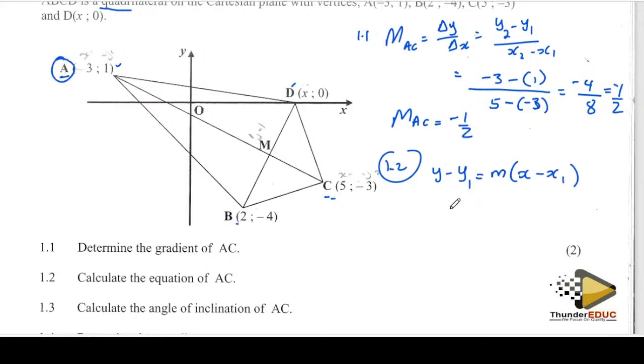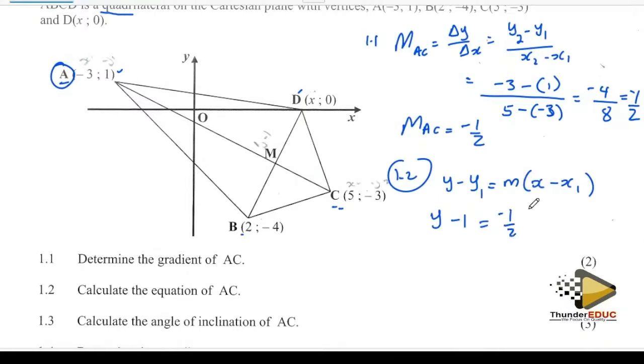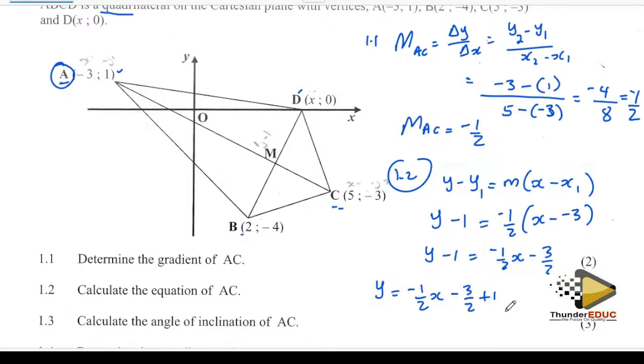So let me use the coordinates of A so that I have my y minus 1 is equal to my gradient, which is -1/2 into x minus -3. Okay, so it's y minus 1 is equal to -1/2 of x. When I open that, I'm going to have -3/2, since this negative and negative will be a plus, and then this negative there. Then I'll move the -1 that side. So my y is going to be -1/2 x minus 3/2 plus 1.